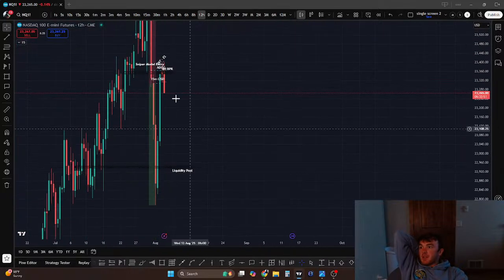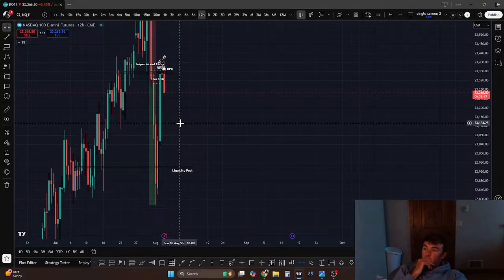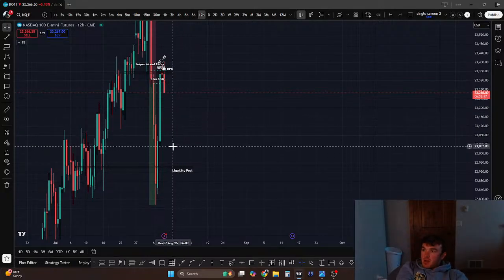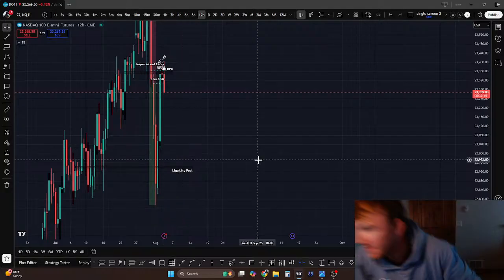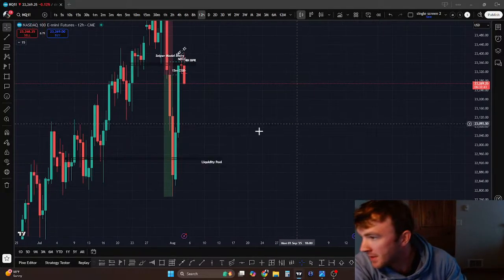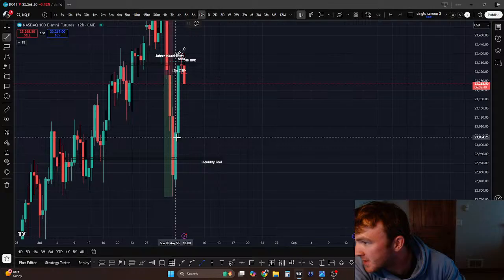So I'm starting to think this 12-hour CRT might hold. Once again, we kind of have both of these lows here, CRT lows that could be drawn to.